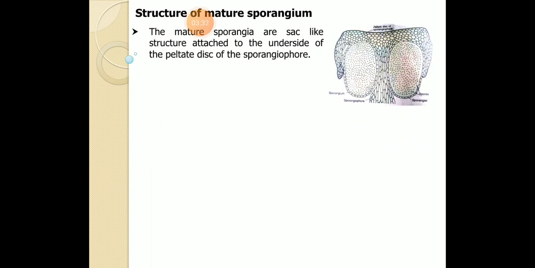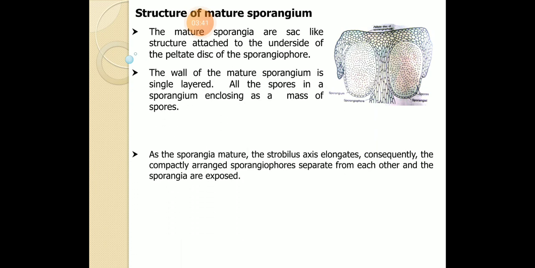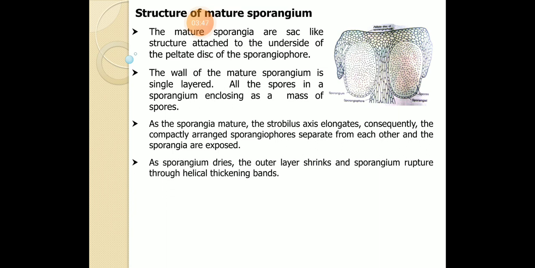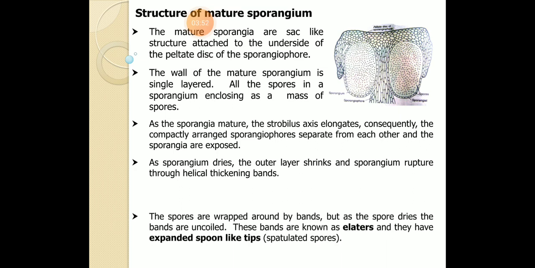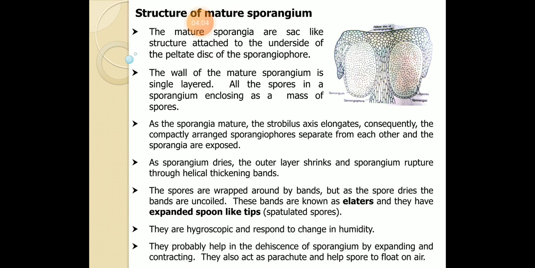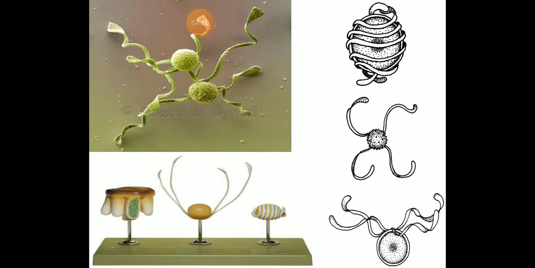When they mature, this cross section shows the sac-like structures attached to the underside of the peltate disc. Sporangiophores are present, with a single layer, and all spores are enclosed in the sporangium, with an elongated axis. When the sporangium dries, the outer layer shrinks, the sporangium ruptures and bursts open, and the elaters help in the dispersal of the spores. Spores are spherical in nature and hygroscopic. This is the structure of the spores of Equisetum.